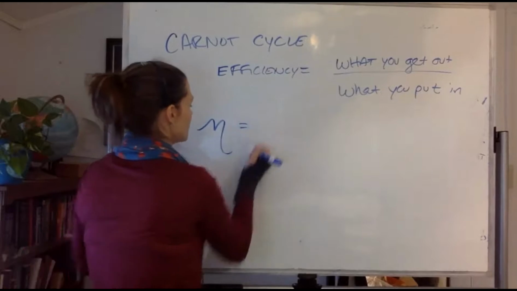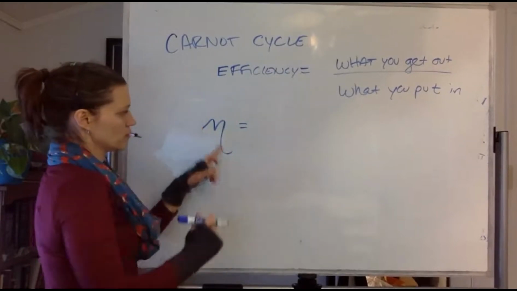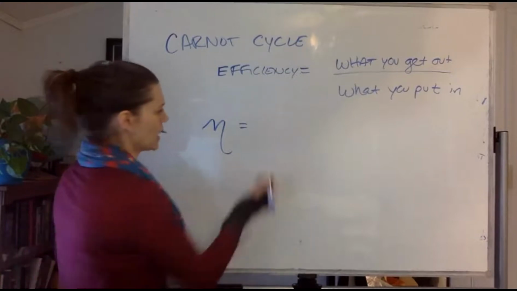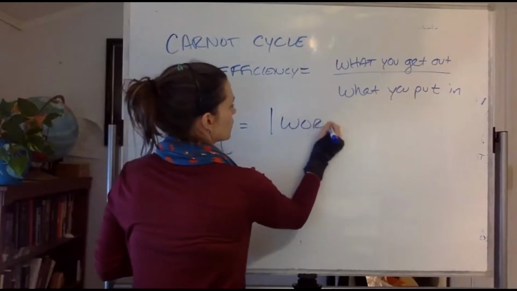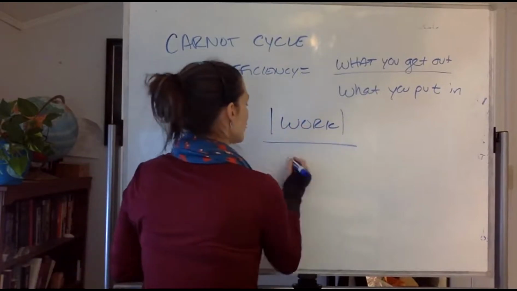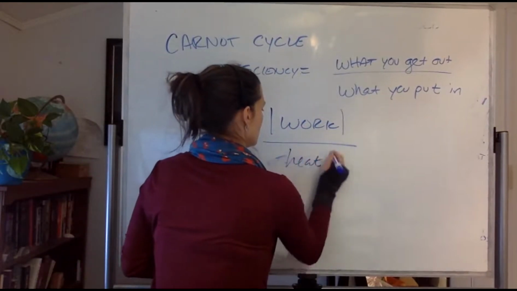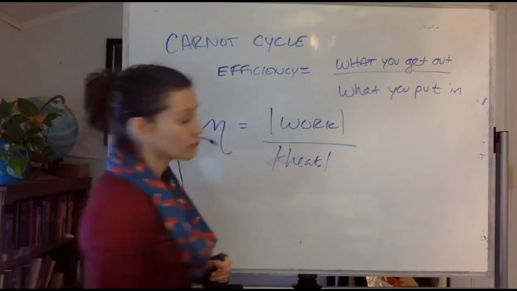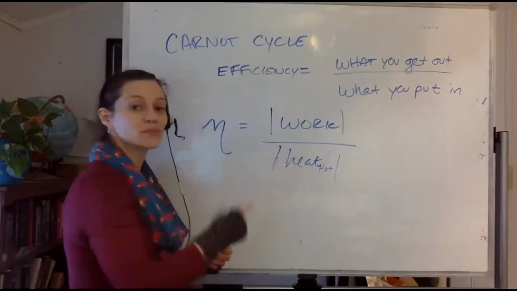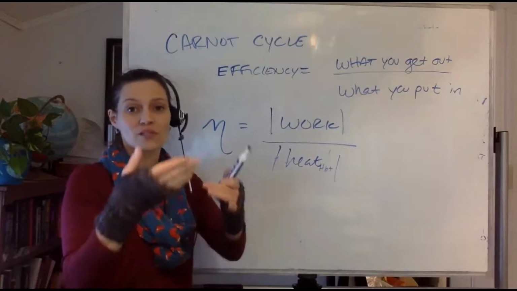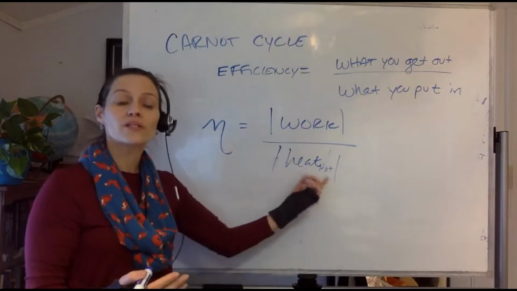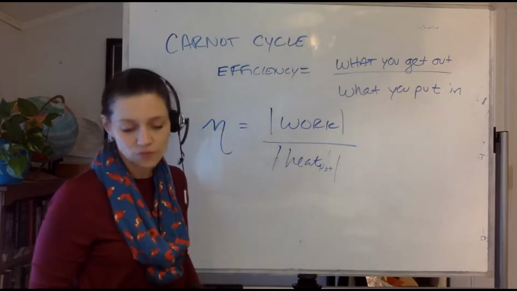But we can convert this then. So the efficiency is typically the fancy N with a little tail. This is eta, the Greek letter. And so we would represent this as what we get out would be the work, and I'm going to put this into absolute value. So we're getting the magnitude of the work divided by the heat that we put into the system from specifically the hot reservoir. Because there's going to be heat energy associated with the loss as it transfers from the hot reservoir to the cold reservoir, but we're specifically looking at the heat that's coming from the hot reservoir.